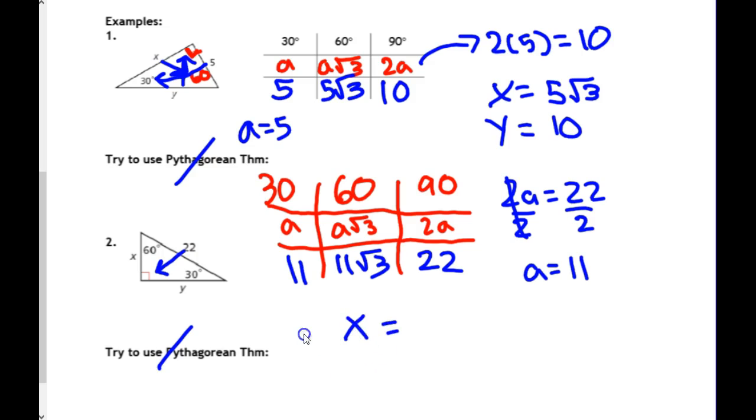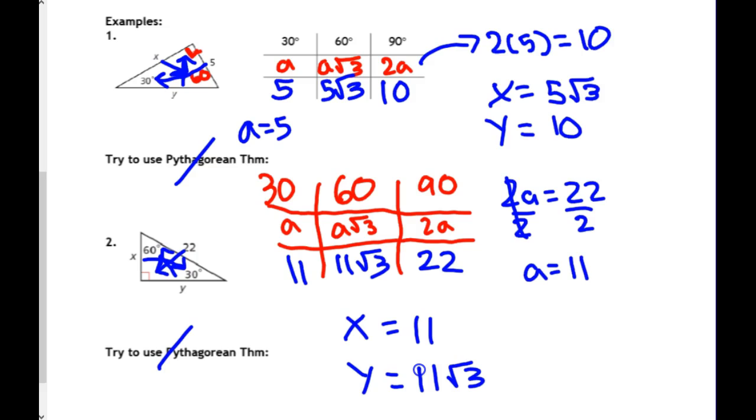Now, X equals what? X is across from what angle? 30. So across from 30 is 11. Don't get those confused at the end and do all that work for nothing. Y is across from what? 60. What's across from 60? 11 square root of 3. Is that doable? Okay.